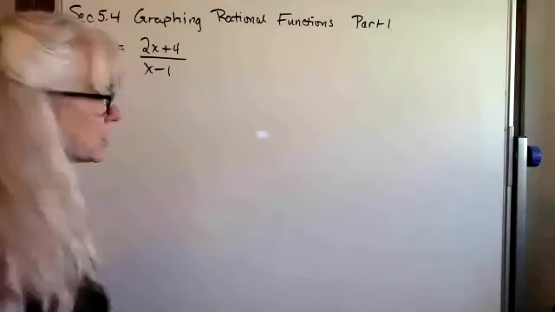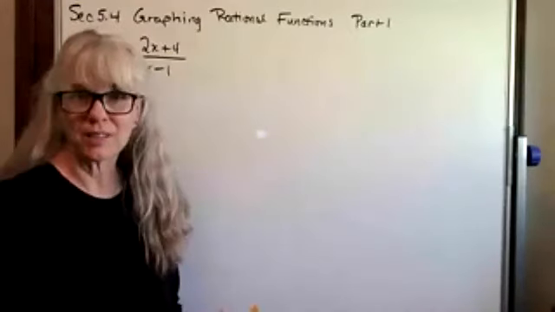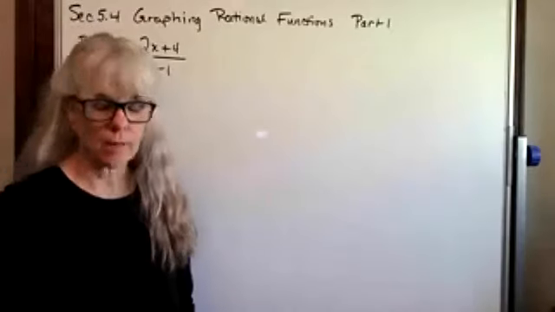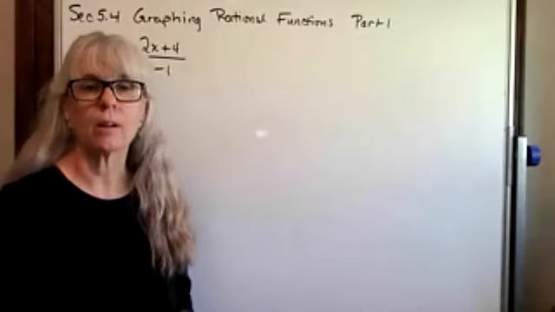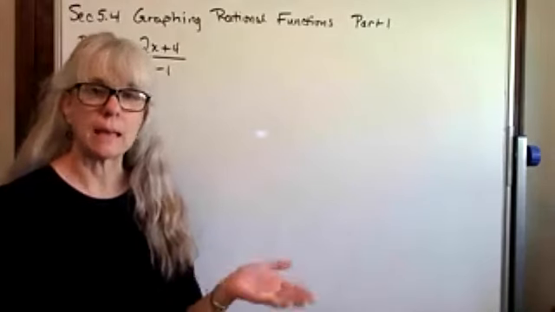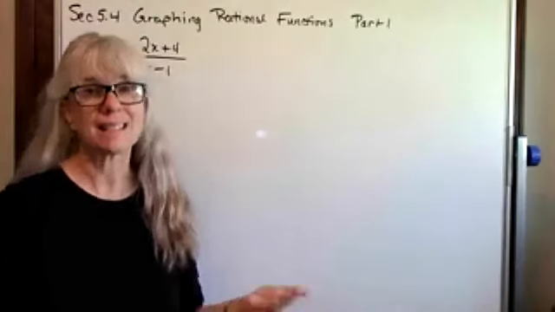So in section 5.4, we actually start graphing the rational functions. This is part 1 of section 5.4. We're going to use the intercepts and the asymptotes to graph the rational function without the calculator. And again, remember that the graph is always going to start by an asymptote and end by an asymptote in each of its regions. And it is a function, so it must pass the vertical line test when we're all done.